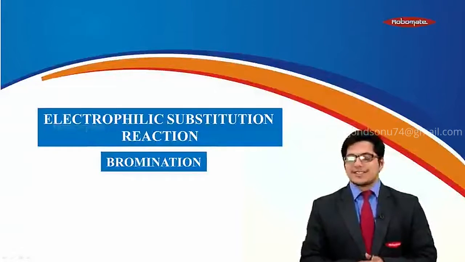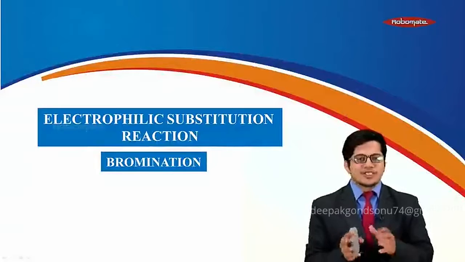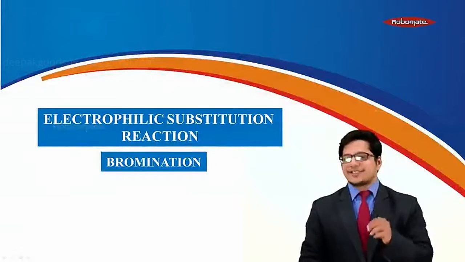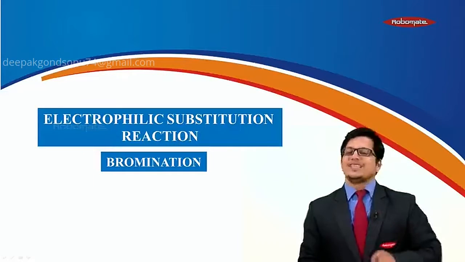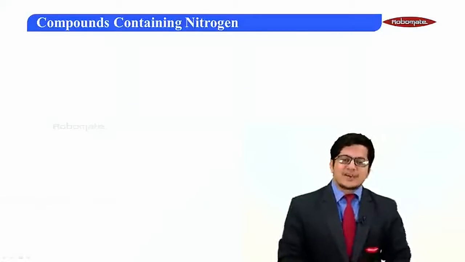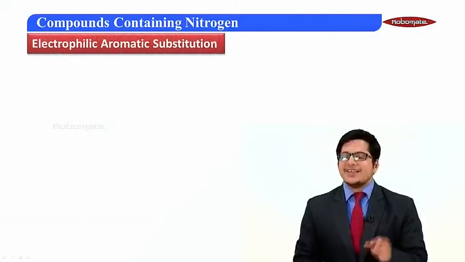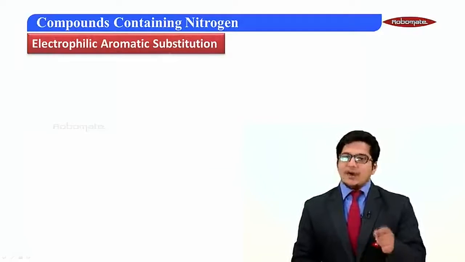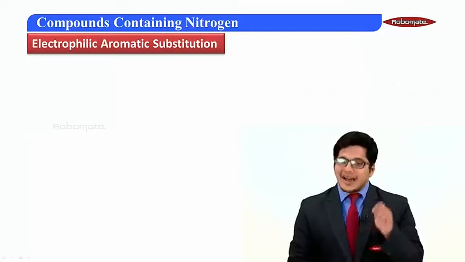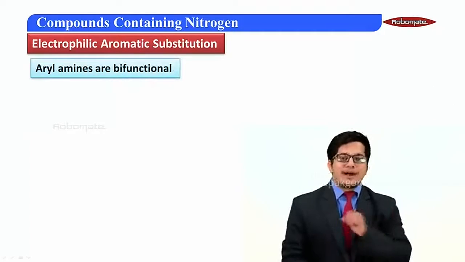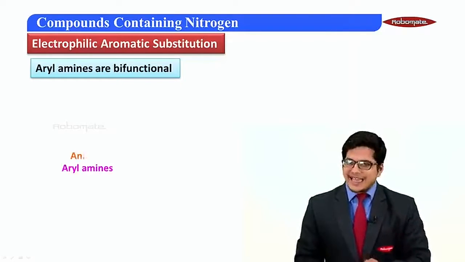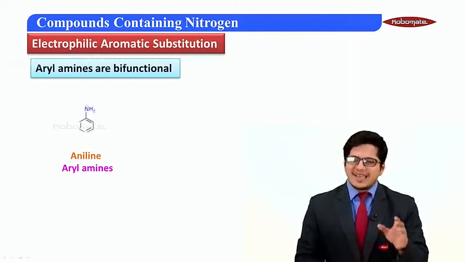Hello students, now we are going to deal with the most important reactions, that are electrophilic substitution reactions, and in this module we are dealing with bromination. Before starting with the entire reaction concept, let's first understand how an electrophilic aromatic substitution reaction occurs in amino compounds. If we consider aryl amines, then we have something like aniline.